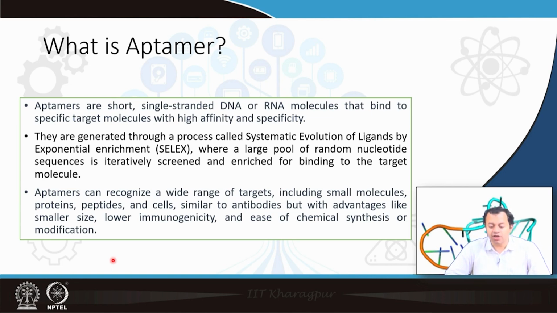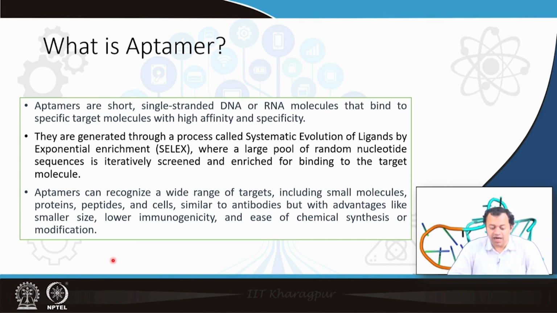Aptamers are short single-strand DNA or RNA molecules that bind to specific target molecules. Here they are not attaching with a specific DNA or RNA, but they are attaching with specific proteins. They are generated through a process called systematic evolution of ligands by exponential enrichment, SELEX, with a large pool of random nucleotide sequences. It is iteratively screened and enriched for binding to the target molecule, being your targeted protein. An aptamer can recognize a wide range of targets, including small molecules, proteins, peptides, and even cells.